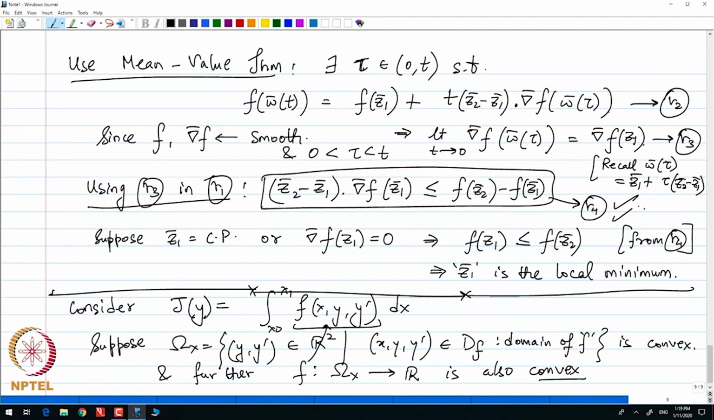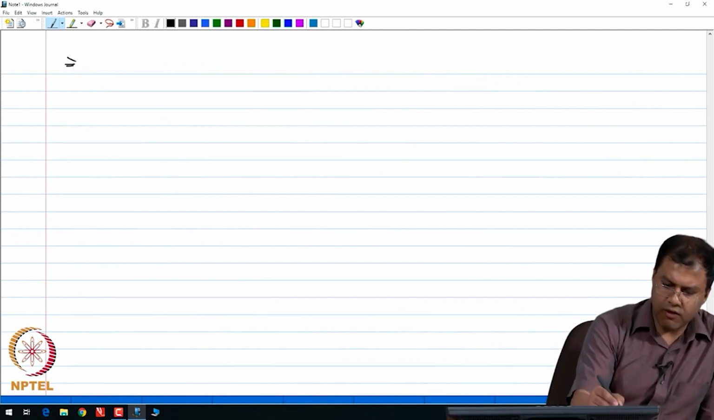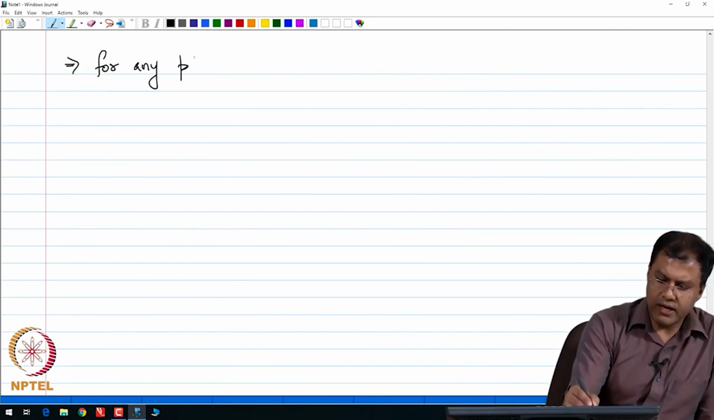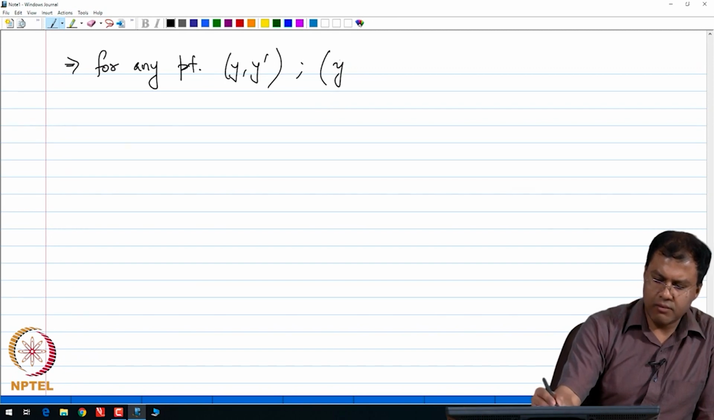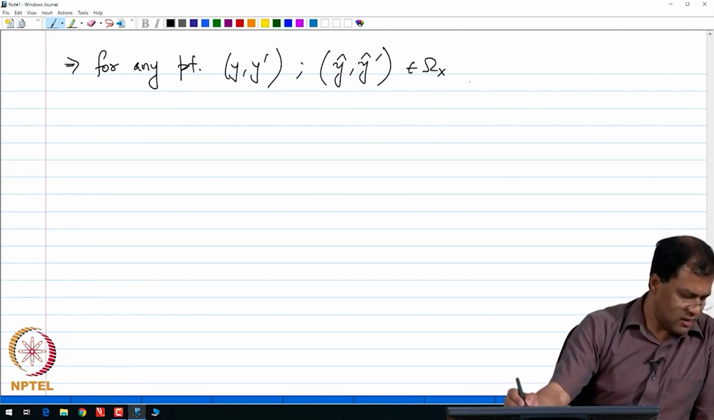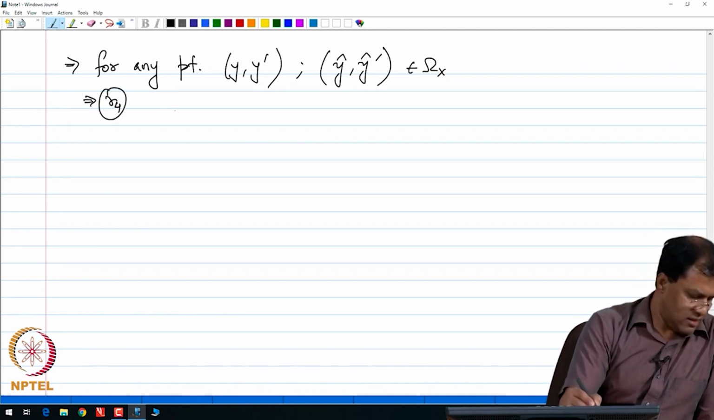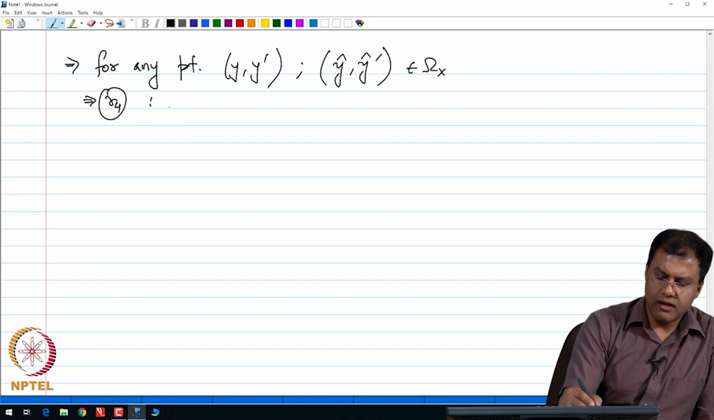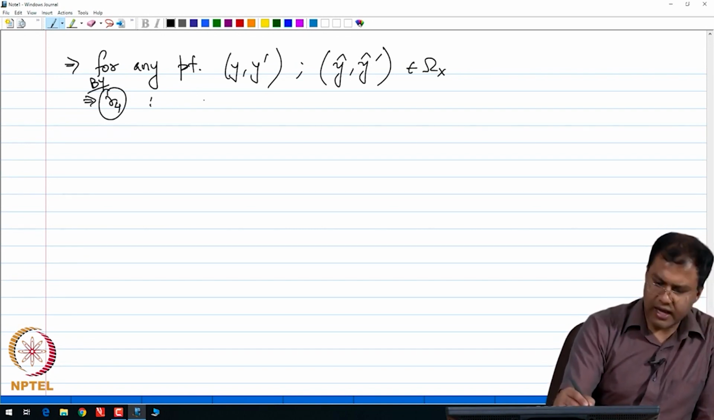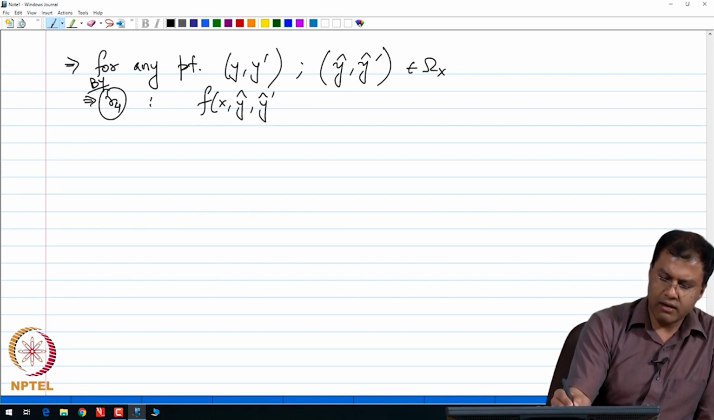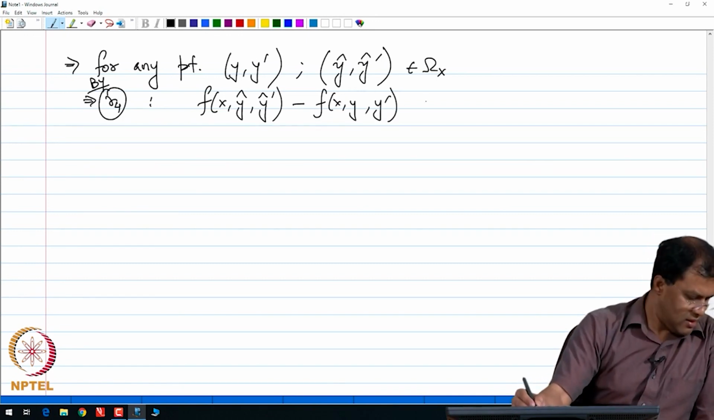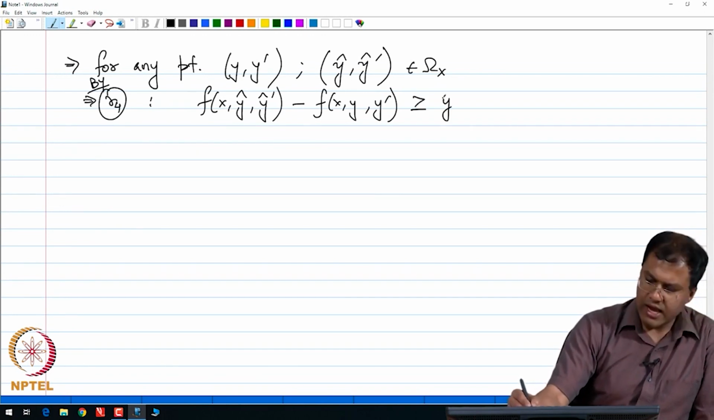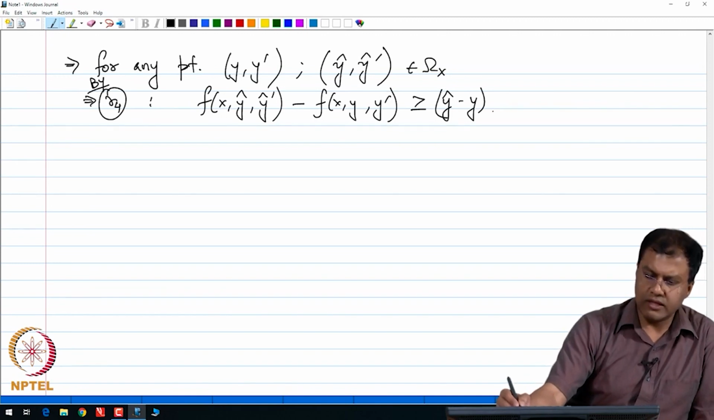Okay. So using, which means for any points y, y prime, and let us say the perturbation of this point y hat, y hat prime in omega x, it implies R 4 means that I have the following inequality: f of x, y hat, y hat prime minus f of x, y, y prime is greater than or equal to y hat minus y times, I am just using the result R 4.